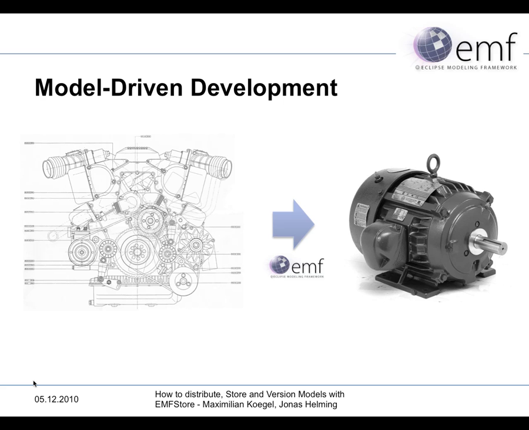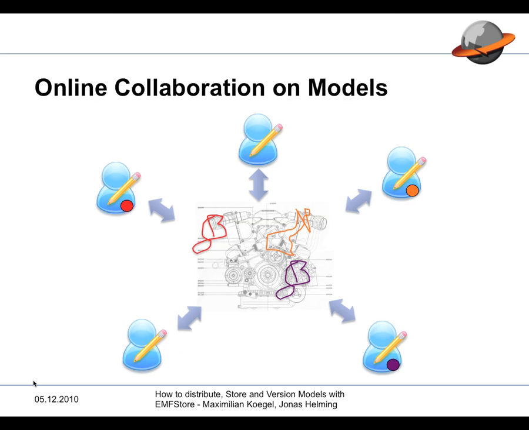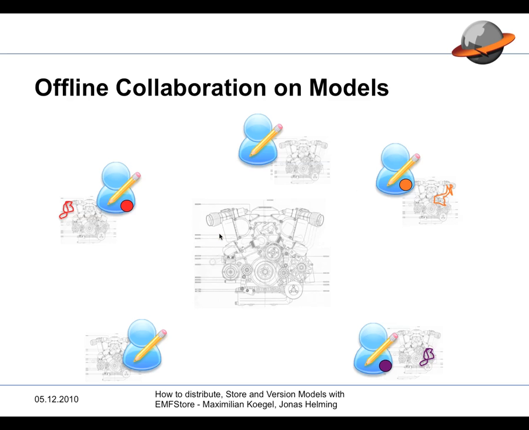These products that you create from the models, you have multiple developers collaborating on them, and one way to collaborate is online collaboration. So everyone is working on a shared copy of the model and everyone is writing onto that model, like for example the red developer here does, and he does his red changes.